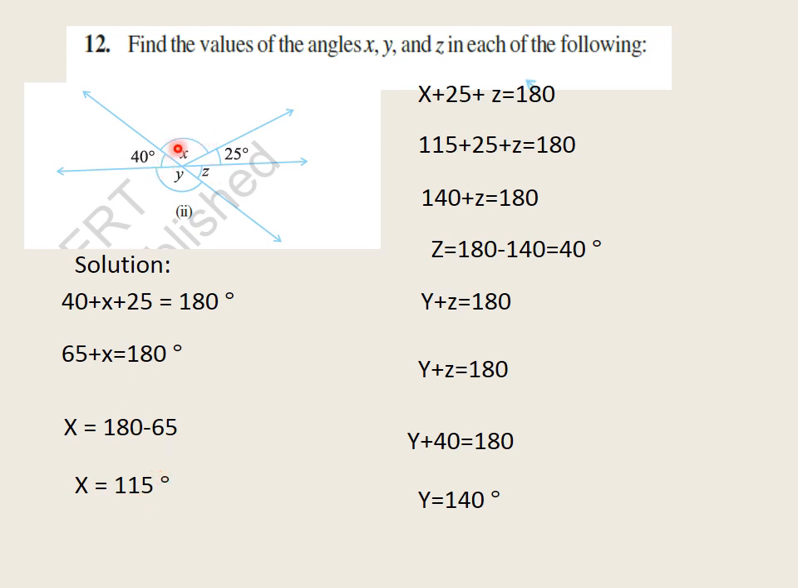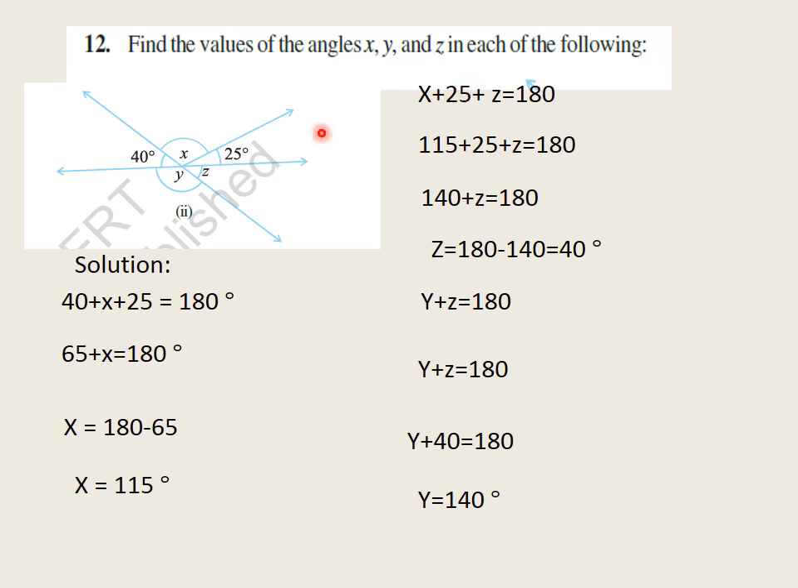Do you understand? 40 plus x plus 25 forms a complete straight line, and therefore its angle is equal to 180 degrees. So we get the value of x. This 65, if you take it to the right hand side, it becomes minus 65. Again here we are using simple equations. If you have 65 on the left hand side and take it to the right hand side, it becomes 180 minus 65.